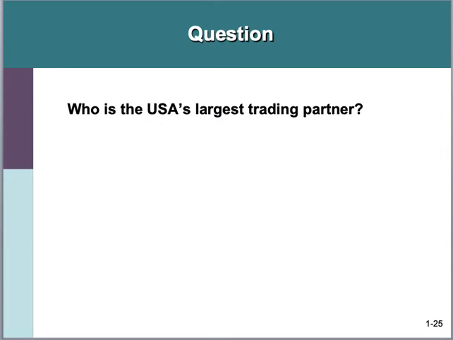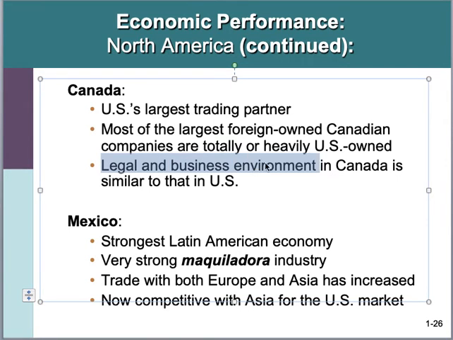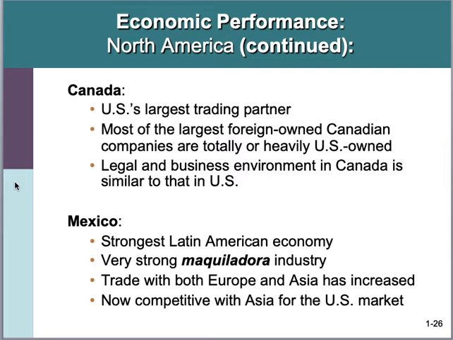So a quick question, who is our largest trading partner? Who's the USA's largest trading partner? A lot of people say China, but if you remember from our table earlier, it's actually someone in our own region. It's Canada. Canada is actually our largest trading partner. And a lot of that has to do with how close they are to us, but it also has to do with the legal and business environment being so similar. When you have a legal and business environment that are so similar across countries, it makes trade that much easier. So there's a lot of foreign-owned Canadian companies that are in the United States and vice versa. So there's a lot of U.S.-owned companies that are in Canada.